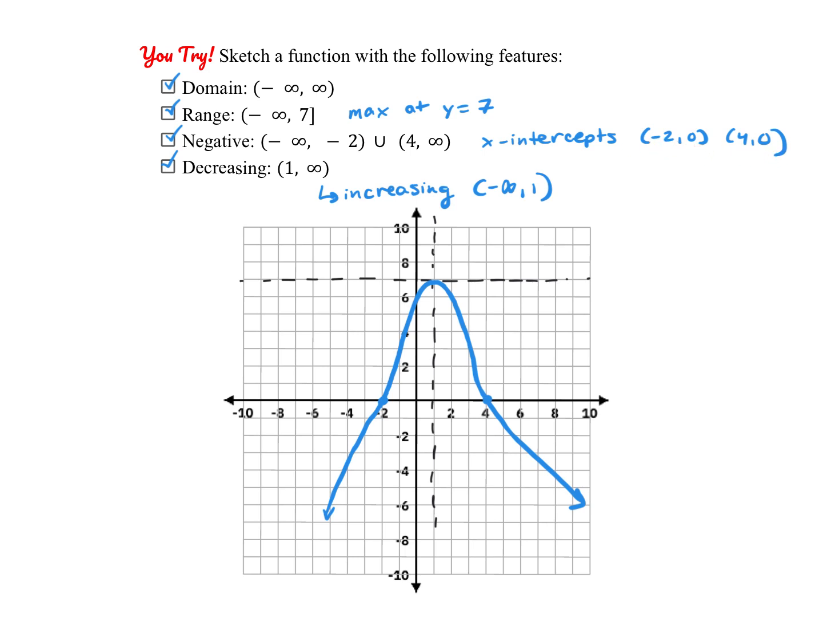And if we're decreasing from 1 to infinity, that means that we're increasing up until that point. So this is how we should know that there is an absolute maximum here at (1, 7). So we know it is occurring at 7 because of the range, and we know it's at x equals 1 because of where it's changing from increasing to decreasing. So it doesn't need to look exactly the same as mine, but it should have those same key features to be considered correct.